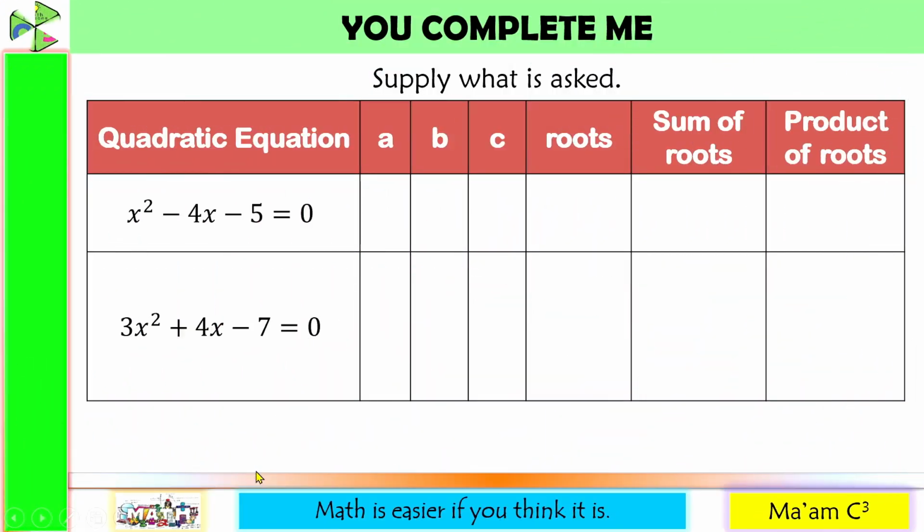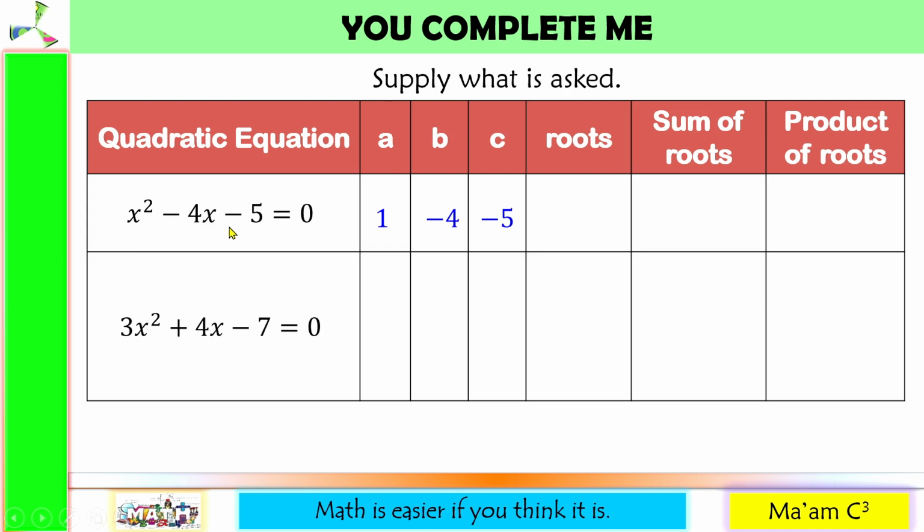You complete me. Supply what is asked. Given the quadratic equation, we are going to give the a, b, c, the roots, the sum, and the product of the roots. Let's have the first equation. A here is the invisible 1. B is negative 4. C is negative 5.